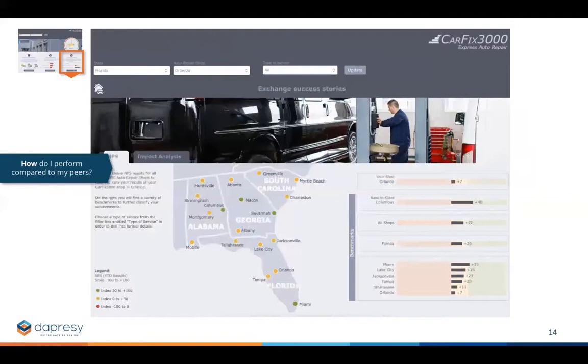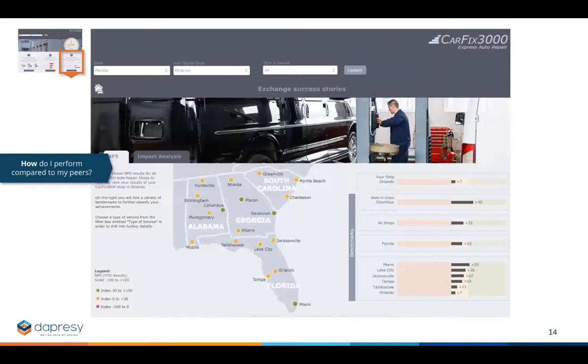And the core idea is, of course, first of all, to rank yourself, which is good. But then as an additional idea, it's about maybe picking up the phone, calling the guys from Miami, and just discussing a little bit what they do differently.